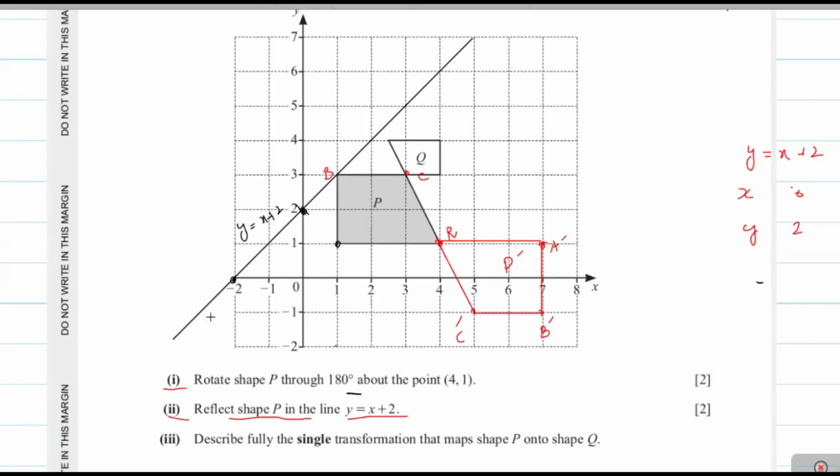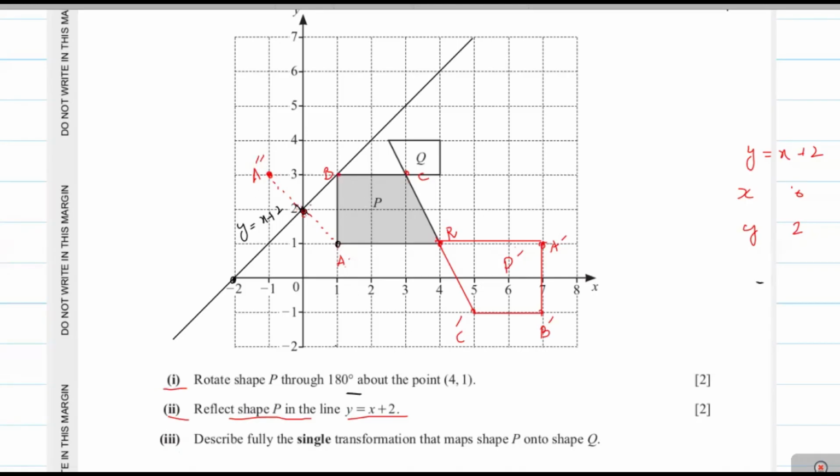Firstly, we will take the reflection point of A. To get the reflection of A, we will join the point A to this line, and the distance of A to this line is 1 unit diagonally. We will take 1 unit diagonally on the other side. This will be the position of the reflection of A through this line. We name it A double dash.